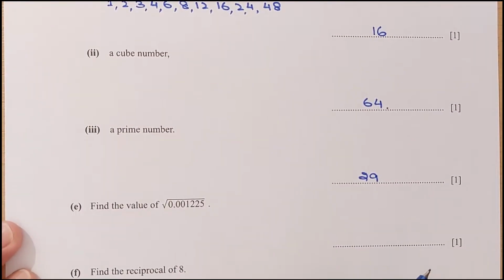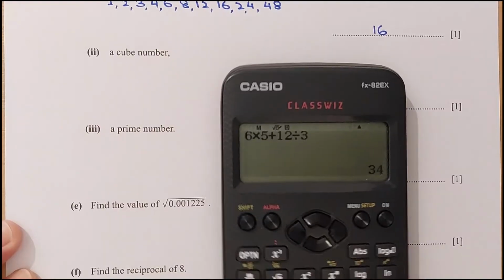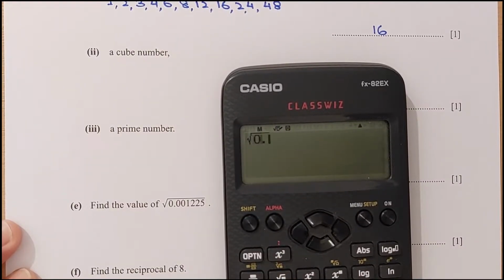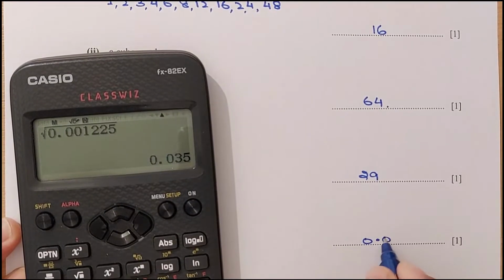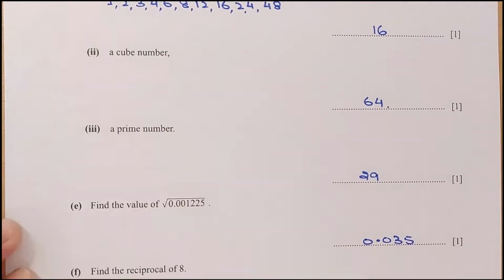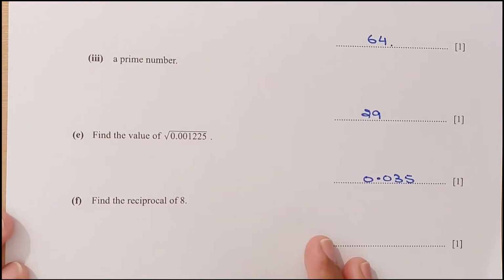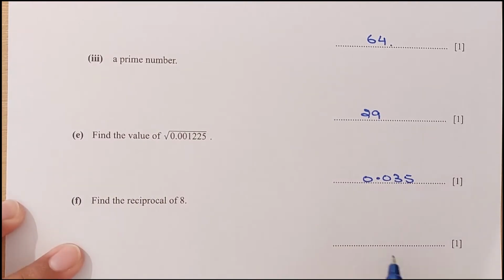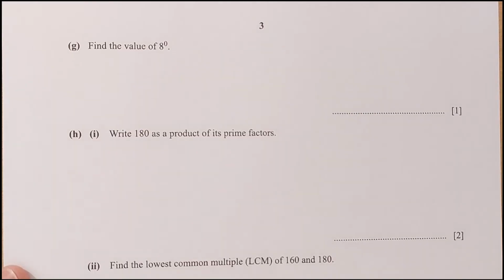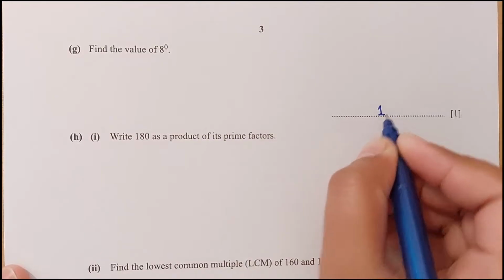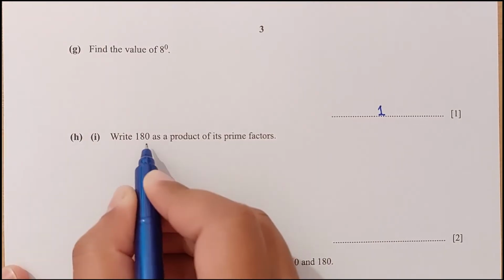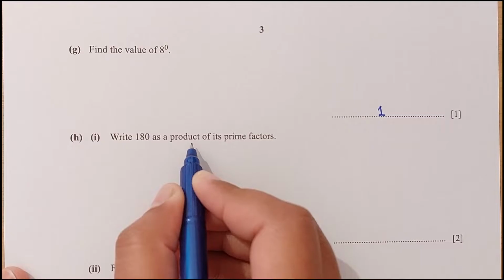Now for part E, find the value of this expression. Let's use a calculator. Square root of 0.001225. This is equivalent to 0.035. Right. Now for part F, find the reciprocal of 8. The reciprocal of 8 is 1 by 8. Now part G, find the value of 8 power 0. This is 1.